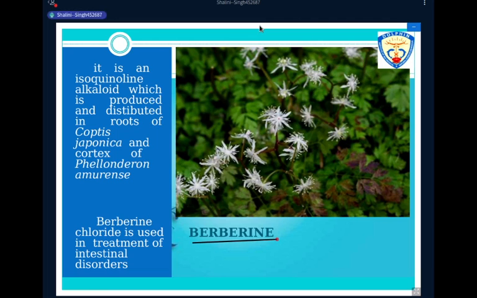Example 2 is berberine. It is an isoquinoline alkaloid which is produced and distributed in roots of Coptis japonica and cortex of Phellodendron amurense. Berberine chloride is used in treatment of intestinal disorders.